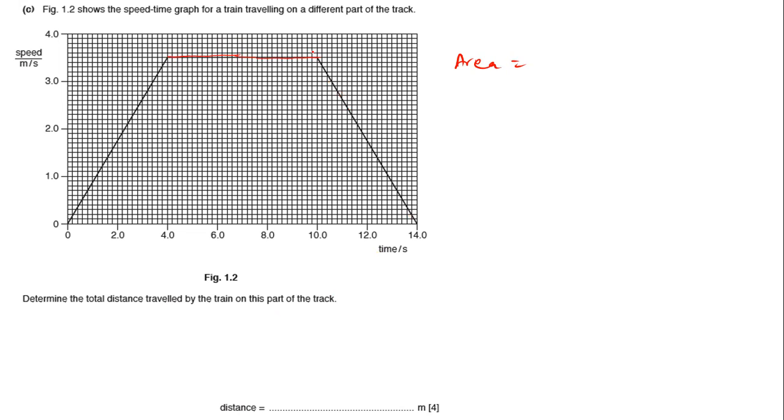Then it'll be half into 3.5 into 14 plus 6. What is this value? This is 4 and this is 10. So 14 plus 6. So the answer will be 35 meters. The total distance traveled by the train on this part of the track is 35 meters.